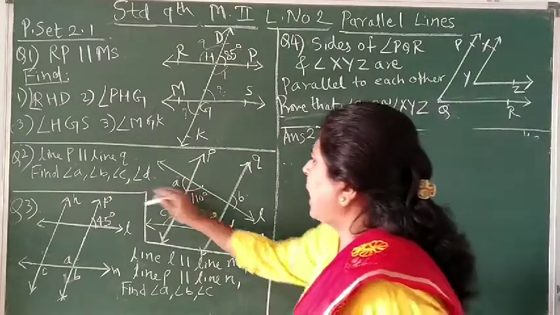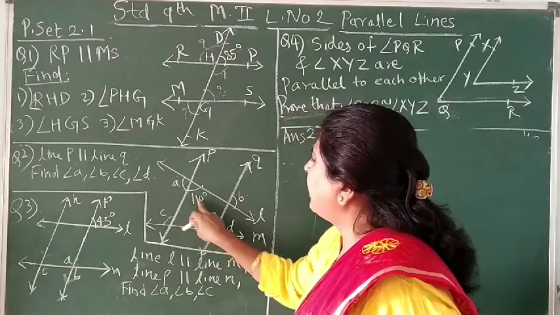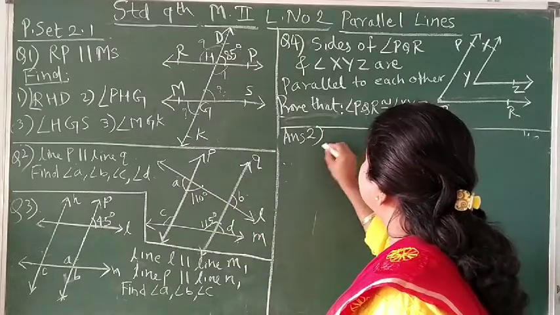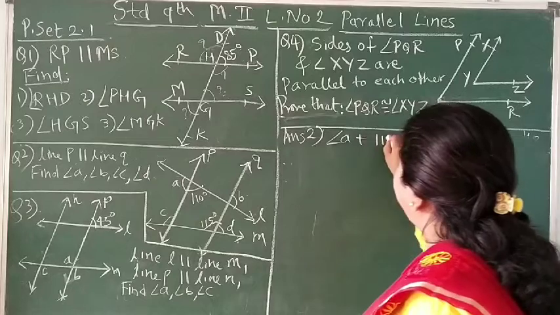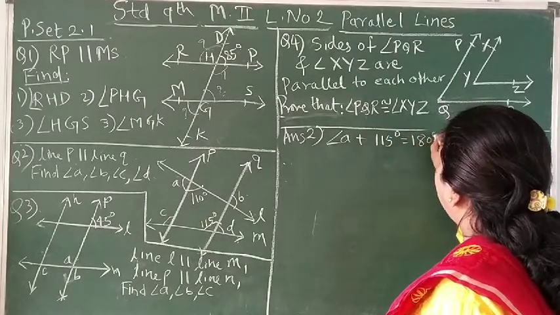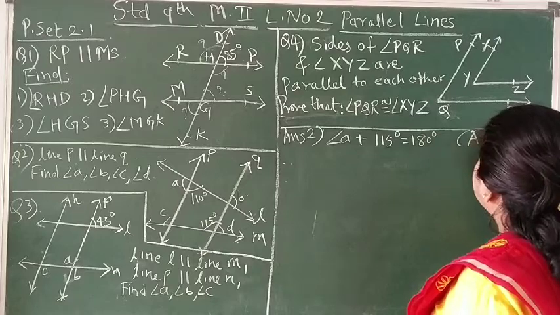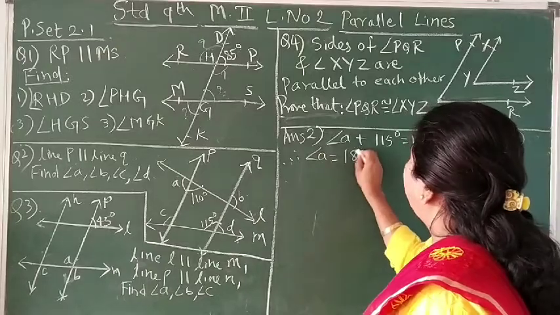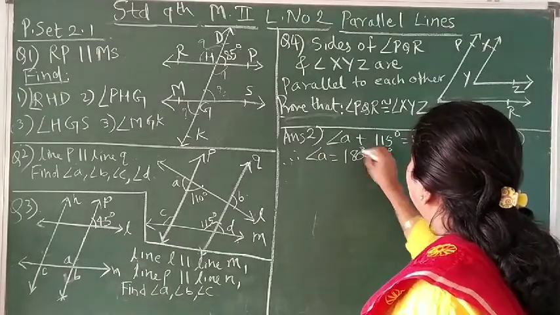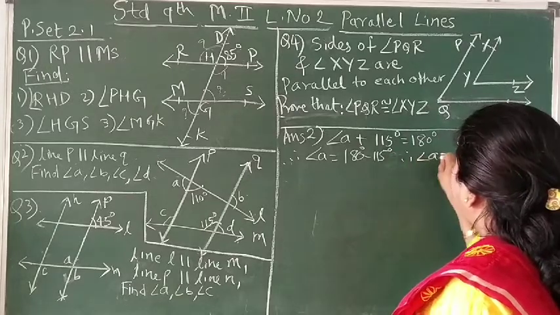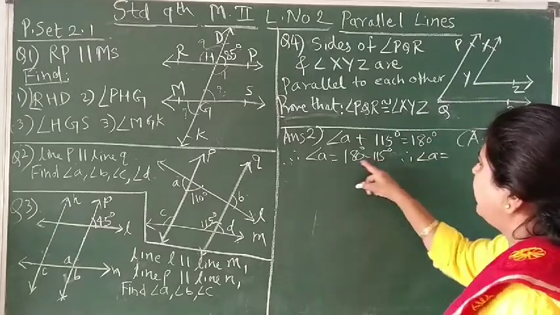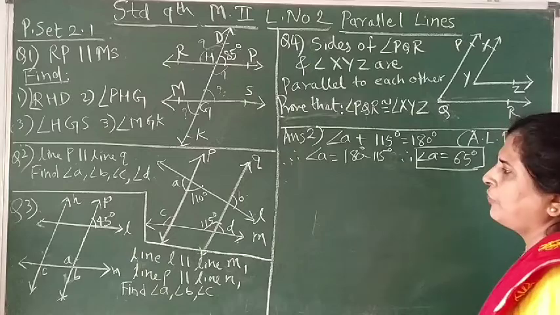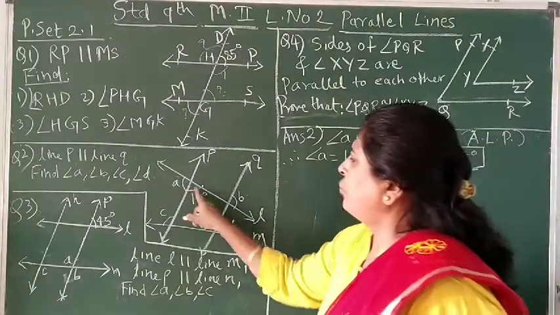So if you see angle A first, now angle A and this 115 form a linear pair. So here we can start with angle A plus 115 degree is equal to 180 degree. Here the reason can be angles in the linear pair. And therefore angle A is equal to 180 minus 115 degree. So 180 minus 115 will give the angle A as 65 degree. So these two were a linear pair.